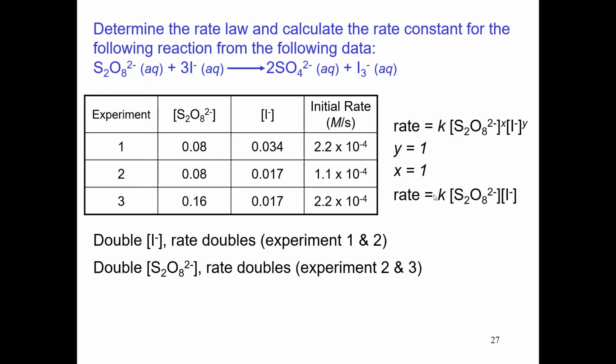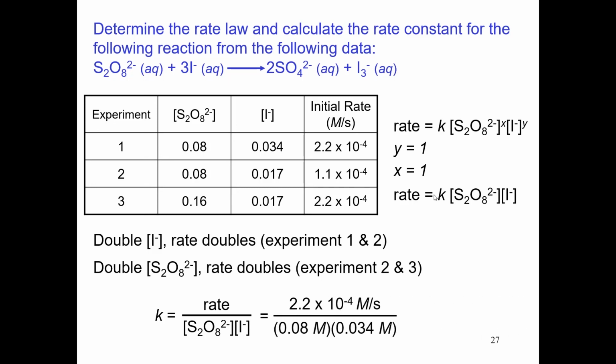Now, the other question was what is the rate constant here? So let's see what that is. We're going to pick any one of these 3 data sets, it would be fine. So we solve for K and we have rate over the product of the molarities of each reactant to the first order each. Like I said, let's pick any one of them. We can pick experiment number 1, for example, and say that the rate was 2.2 times 10 to the negative 4. The concentration of S2O8 was 0.08. Concentration of iodide was 0.034.